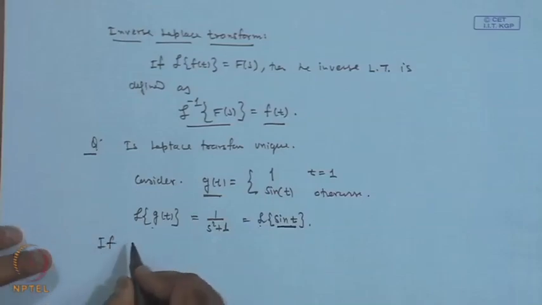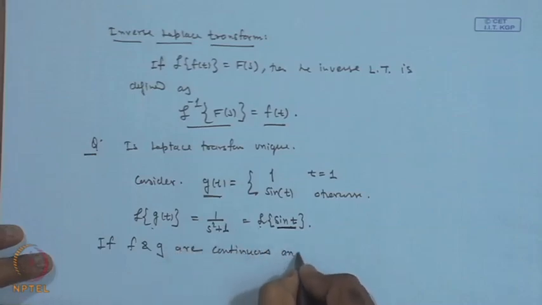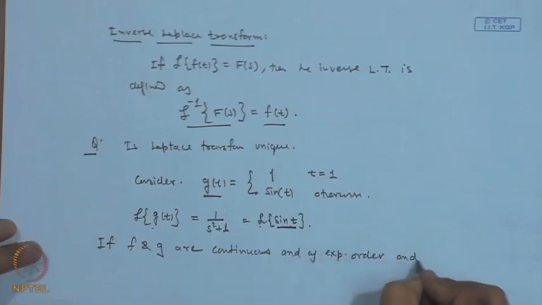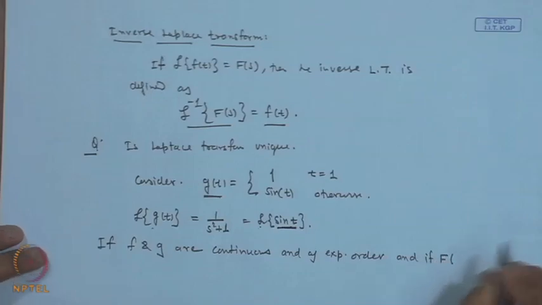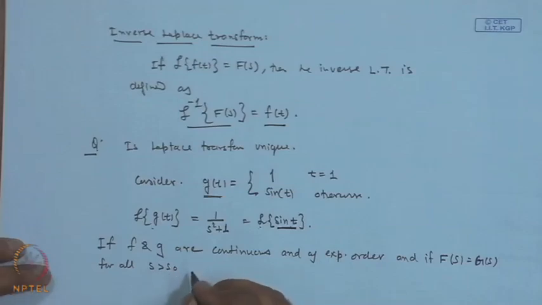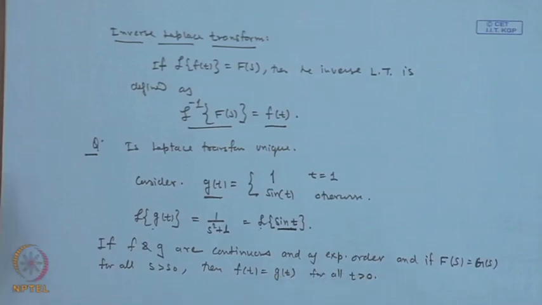That theorem says that if f and g are continuous and of exponential order, and if the Laplace of f(t) is equal to the Laplace of g(t) for all s greater than s naught, then f(t) is equal to g(t), they are the same function for all t greater than 0.